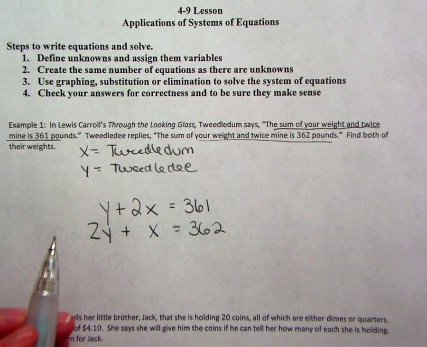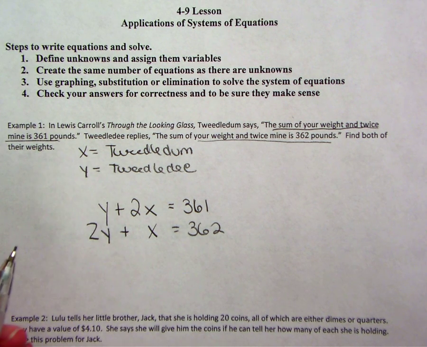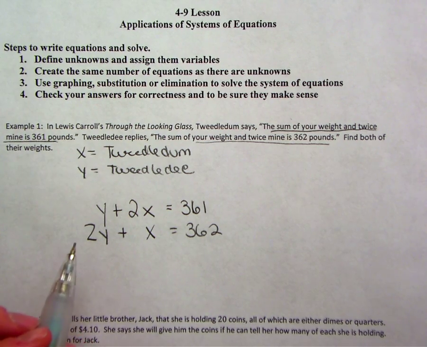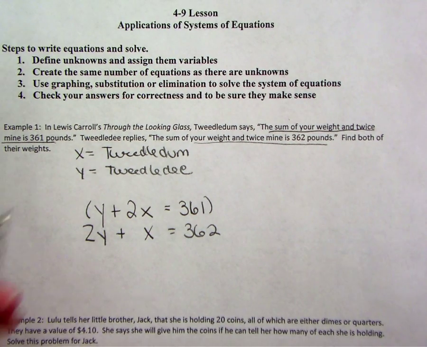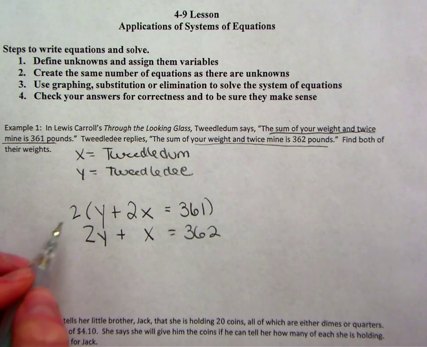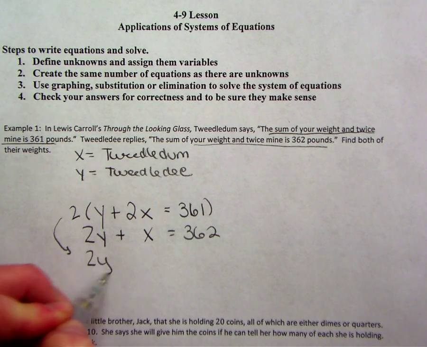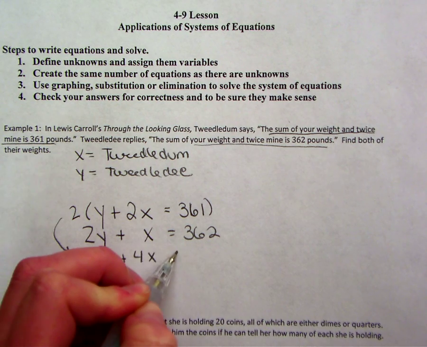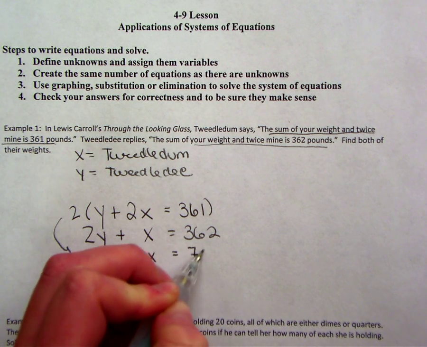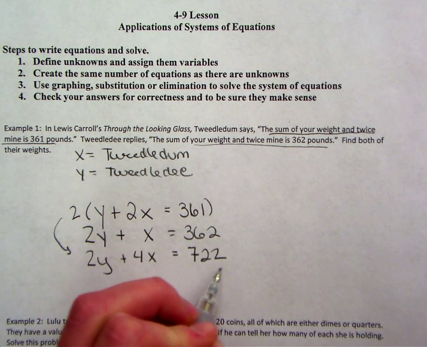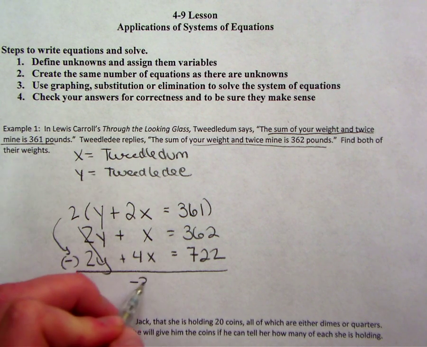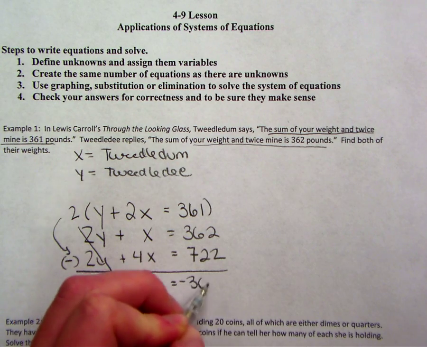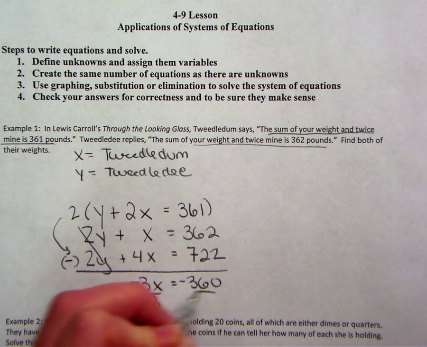So now we need to solve the system of equations. We can use substitution or elimination, or we could graph if we wanted to get graphing paper to solve this. So I'm going to use elimination. I'm going to multiply the first equation by 2 and write it right below. So 2y plus 4x equals 722. And then I'm going to subtract in order to get rid of y. And then we get negative 3x equals negative 360. Divide by the negative 3.